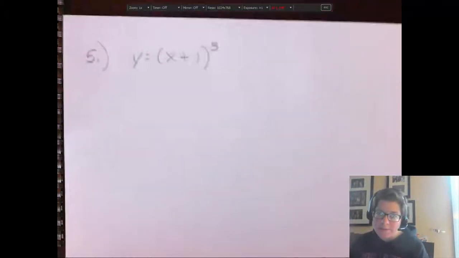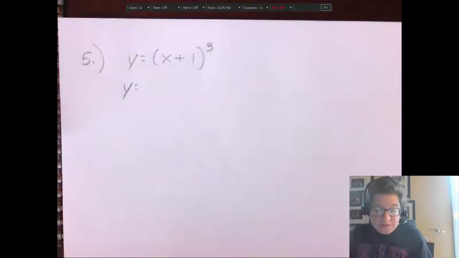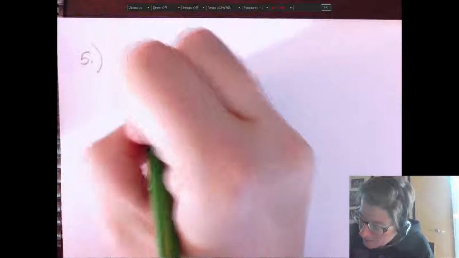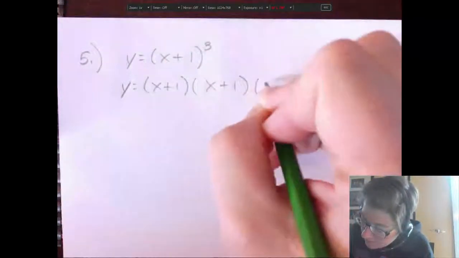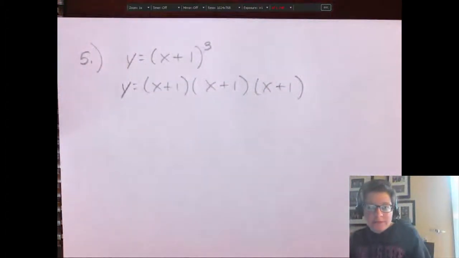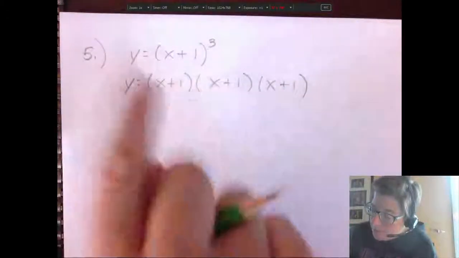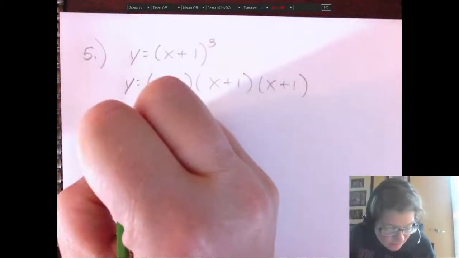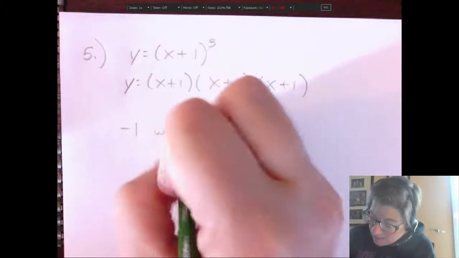Okay, so x plus 1 to the third power. When we see something like this, we know if we're looking for the zeros, those x-intercepts, this is the same as having 3 of these factors. So what is the answer when I set them each equal to 0 to find those zeros? It is -1, -1, -1. But we would have seen it 3 times. So the answer is -1 with a multiplicity of 3.